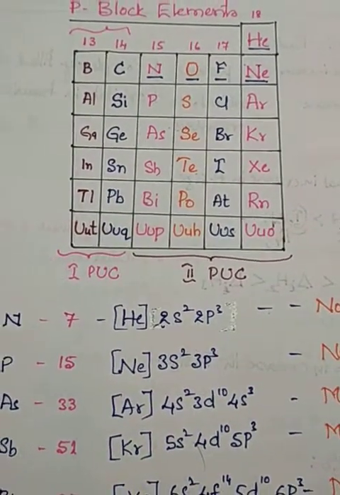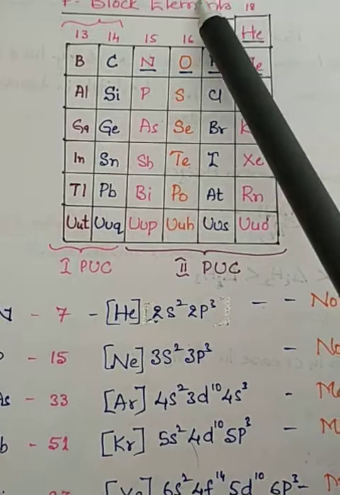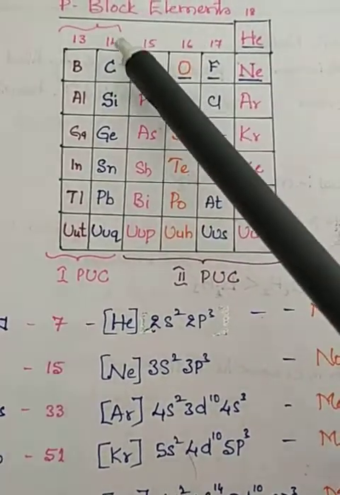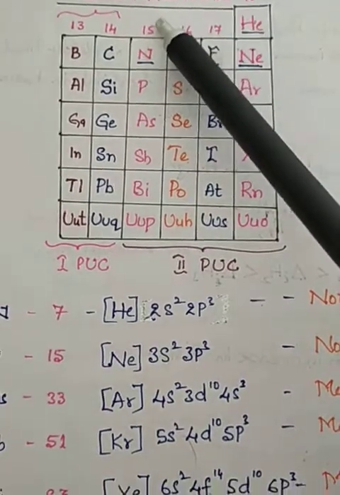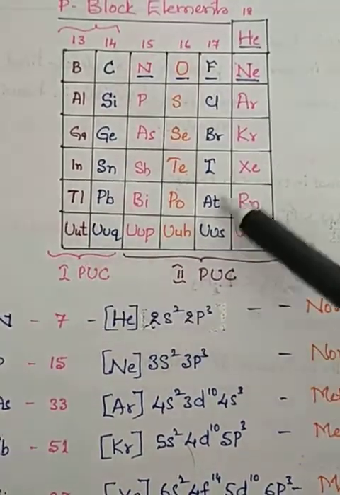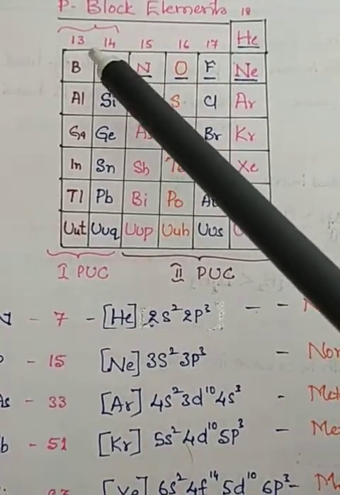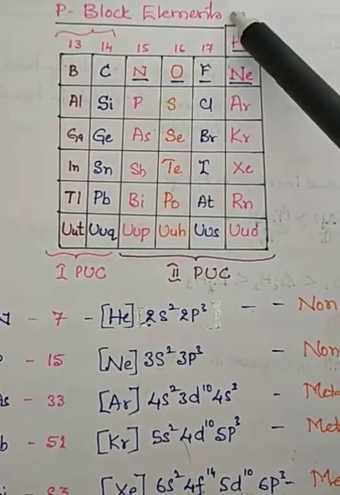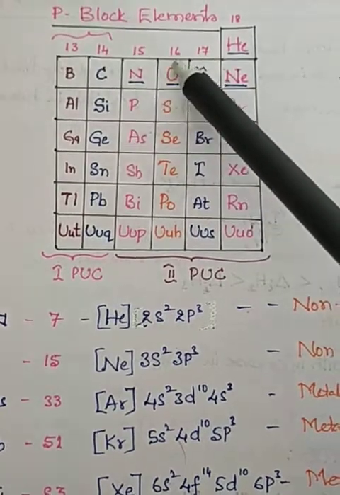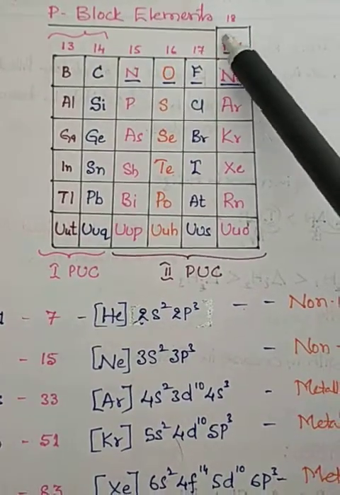Good morning. Today we are going to start a new lesson, P block elements, in second year chemistry. In P block elements there are 6 groups, from 13 to 18: 13, 14, 15, 16, 17, 18.